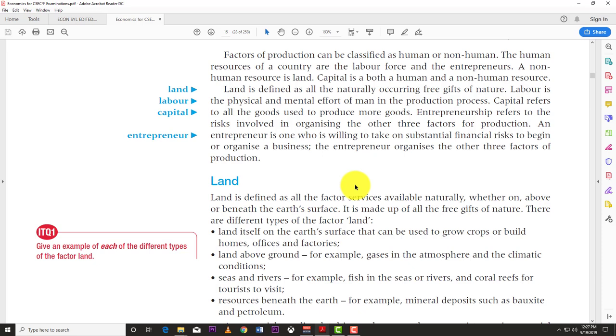Let's put it this way. All the resources that are man-made that are used in the production process. So capital includes the buildings, the machinery, the equipment, the vehicles, and of course the money, your inventory, your stocks. So all those things are included in the factor of production, capital. All the goods used to produce more goods. Money, cars, the building, equipment, machinery, all of those are under the broad heading of capital.